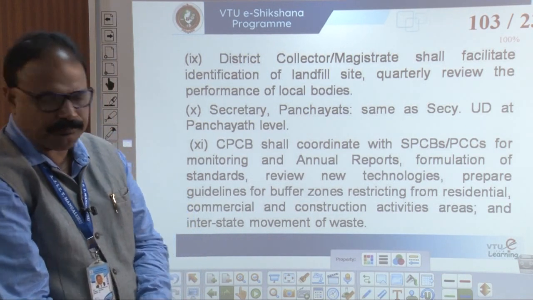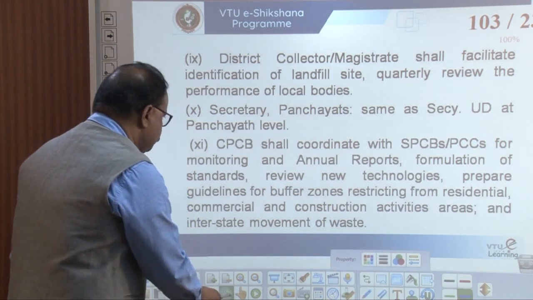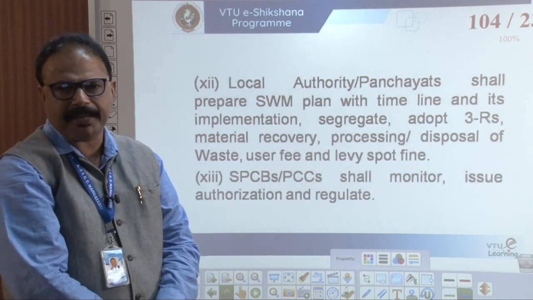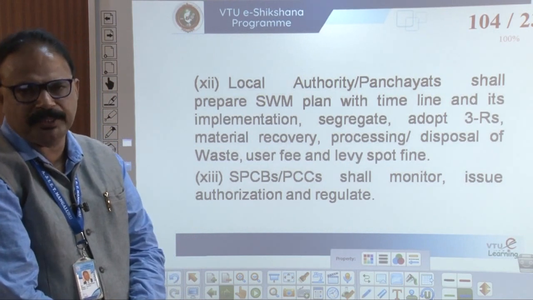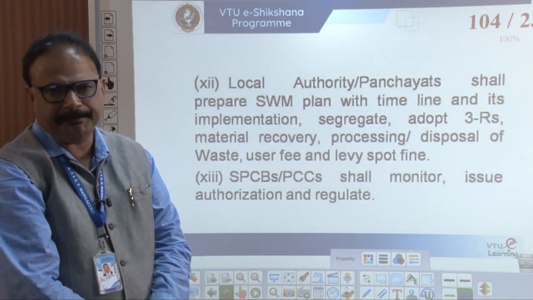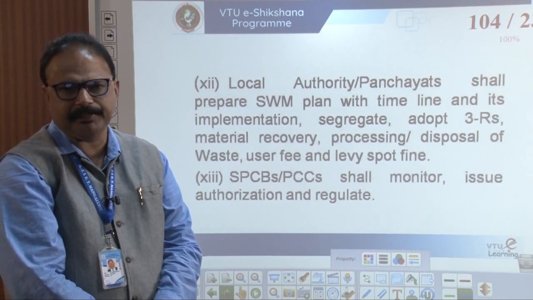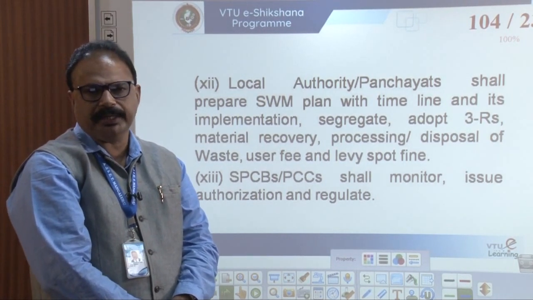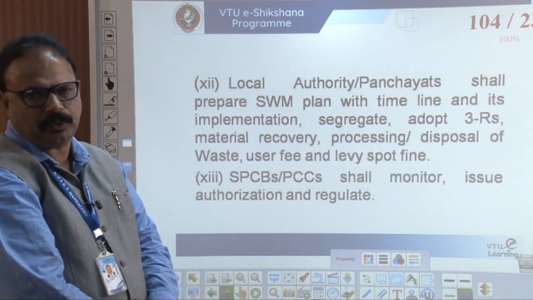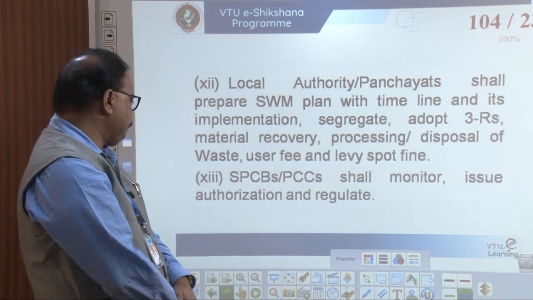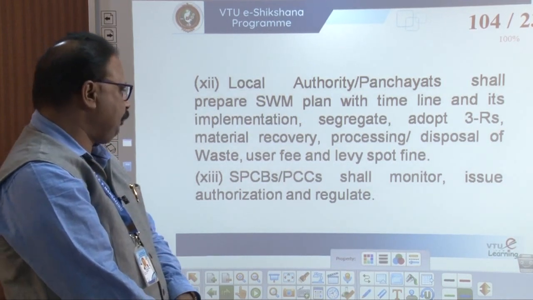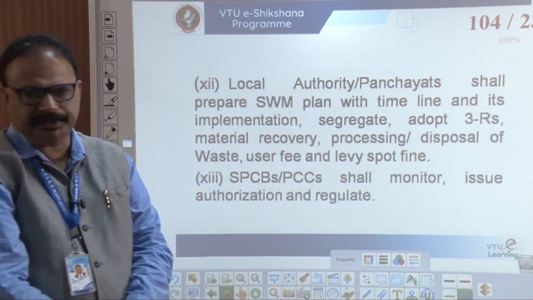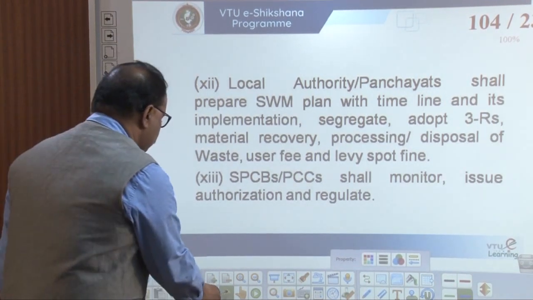Next one, the rules. Local authorities and panchayats shall prepare the solid waste management plan with a timeline and its implementation: segregation, adapting the 3Rs, material recovery, processing, disposal of waste, user fee, levy, and spot fine. The State Pollution Control Board shall monitor, issue authorization, and regulate. Next one.